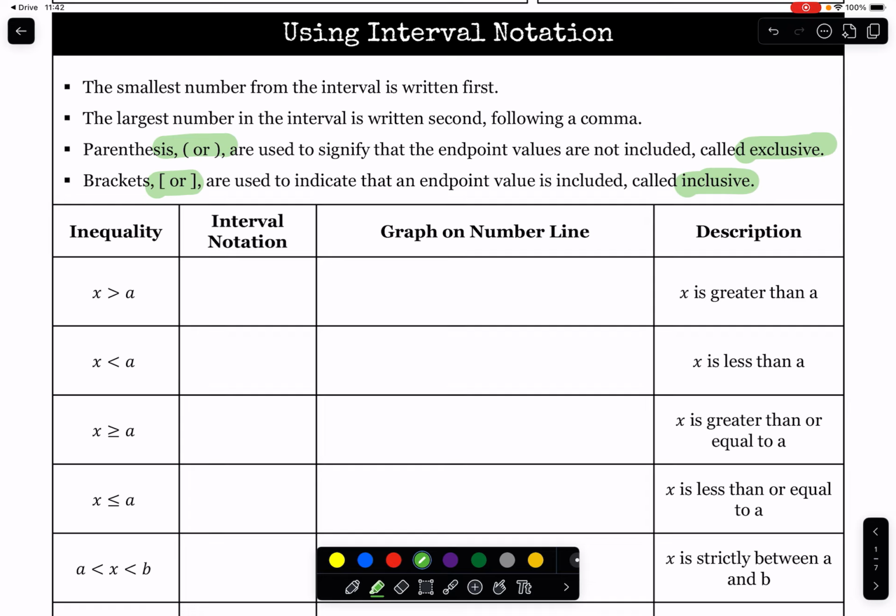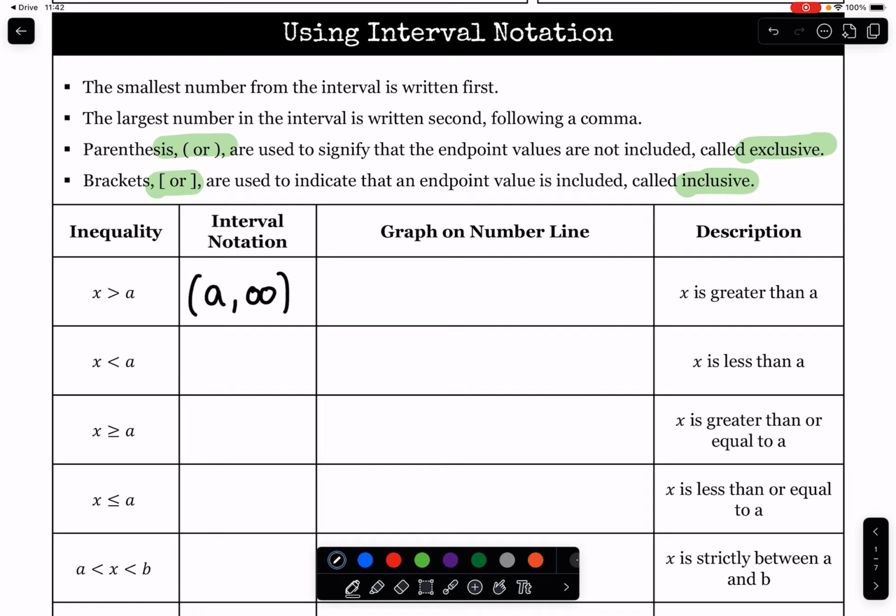So the first one I have right here is greater than. This right here states that x is greater than the value of a. As an interval notation, that means that a is going to be the smallest possible value, so a would go first, and the largest possible value would be positive infinity. Since a is not included as the solution set in this interval, we're going to indicate that by using parentheses. And obviously with infinity, we always use parentheses because infinity is never included, because we never actually reach that.